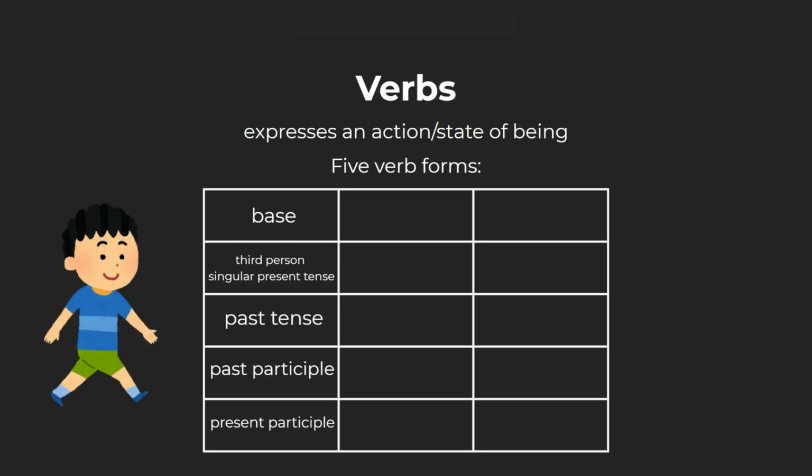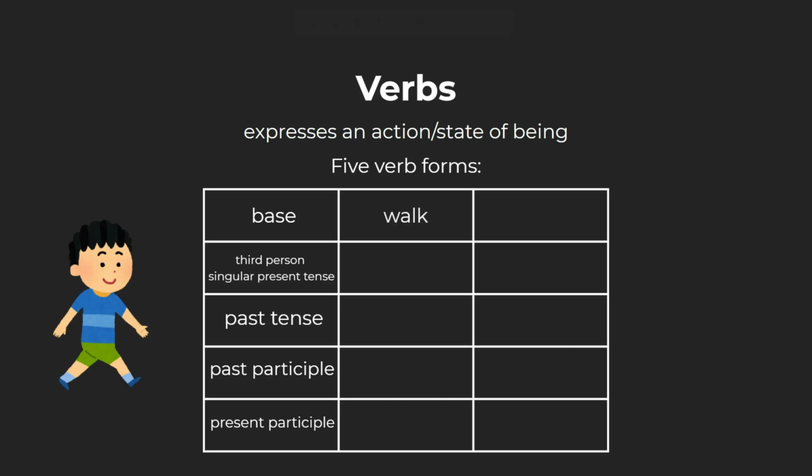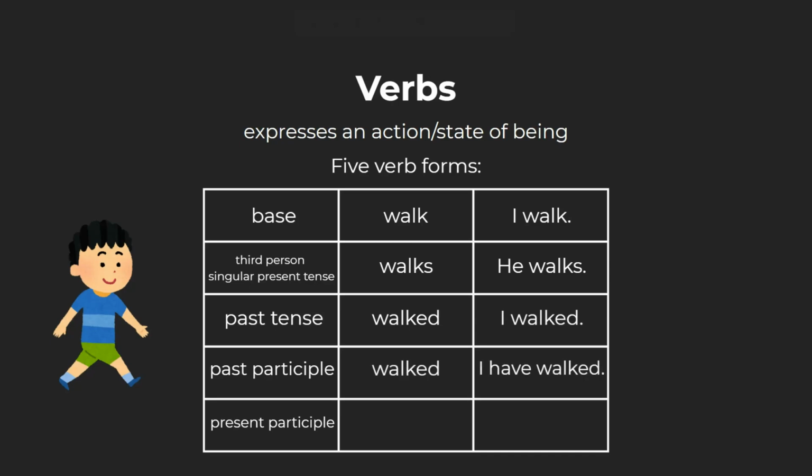Let's take a verb like walk. Its 5 forms are the base form, walk, as in "I walk"; the third person singular present tense, walks, as in "he walks"; the past tense, walked, "I walked"; the past participle, walked, "I have walked"; and the present participle, walking, as in "I am walking."